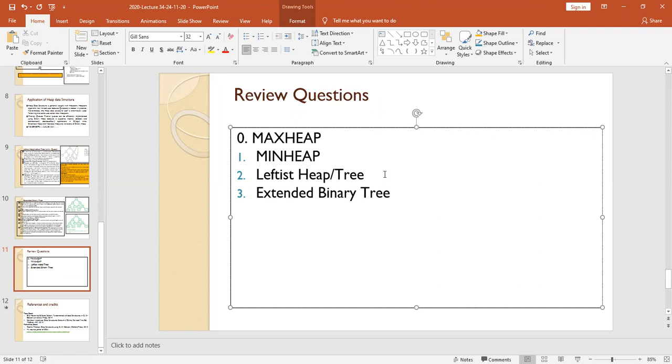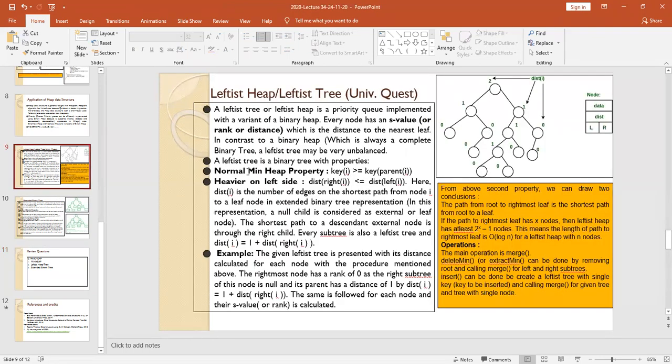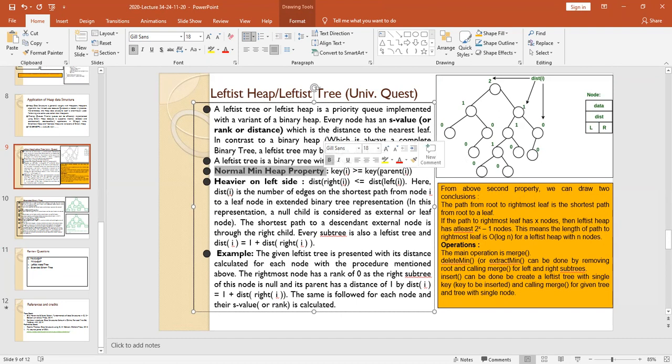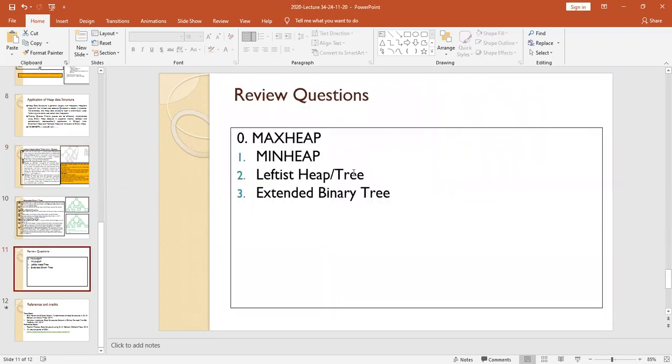When do we call it a leftist tree? Come to this particular condition. The first condition is that it should satisfy the min heap property. Min heap means the children are greater than or equal to the parent, so the parent is less than children. And the second one, we call it leftist if the distance of left is greater than the distance of right.